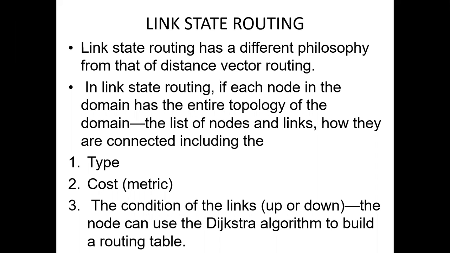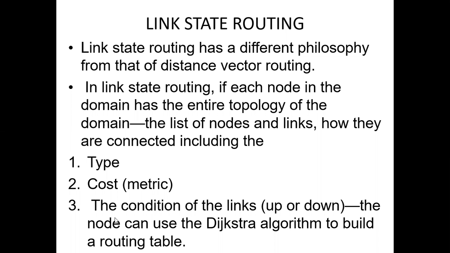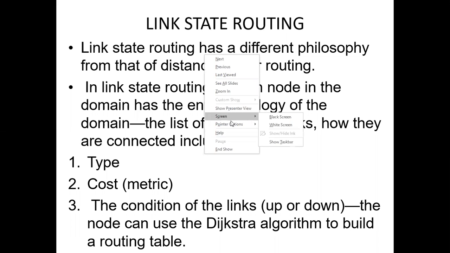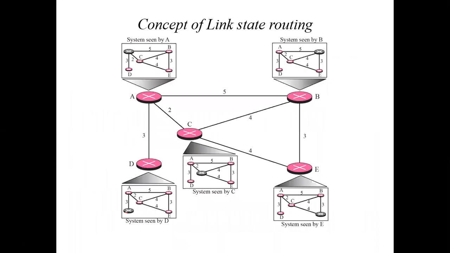The features of link state routing are link state packets, the link state database, and the shortest path first algorithm, that is Dijkstra's algorithm, and the routing table. This is a very famous algorithm, so we will work it out based on three things: the type, the cost, and the Dijkstra algorithm routing table. This is the basic concept.